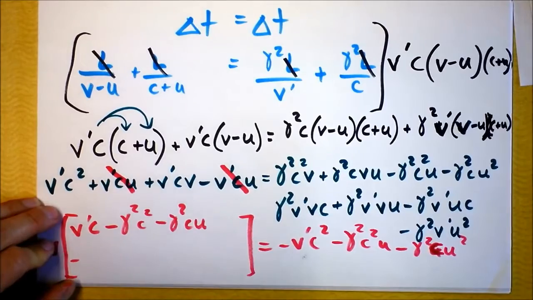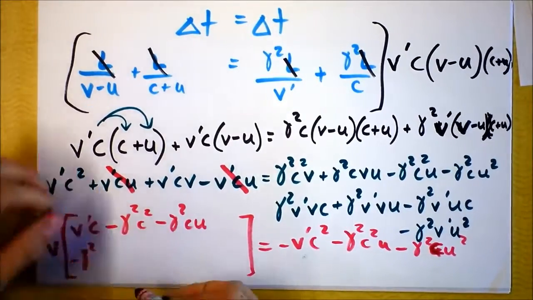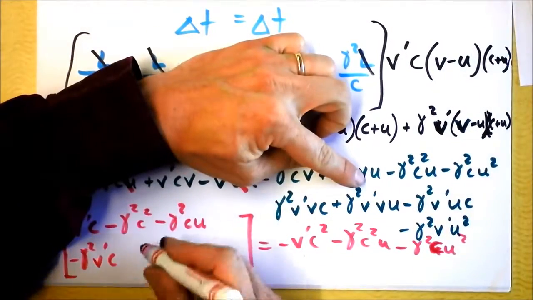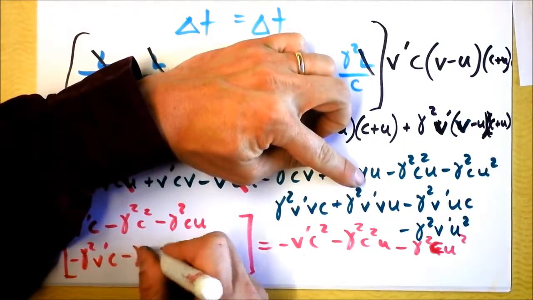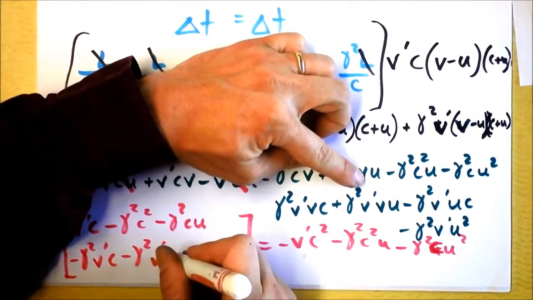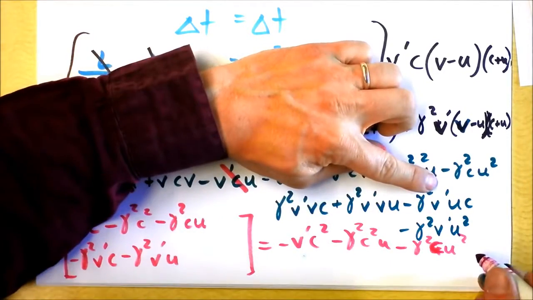Minus what? Well, minus gamma squared times v prime times c. And this term also has a v in it, so it's going to be minus gamma squared times v prime. I don't know, the pink's failing us, I think. Minus, okay, this term doesn't have a v, this one right here, so it goes over on the right side.